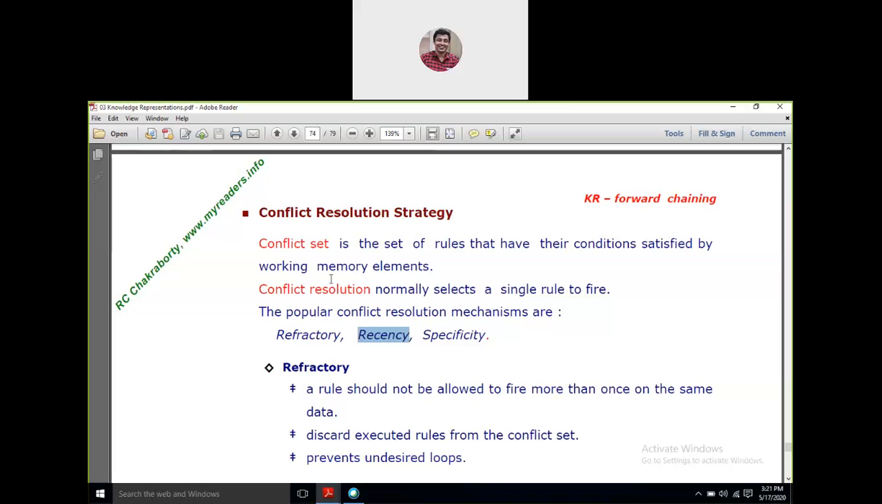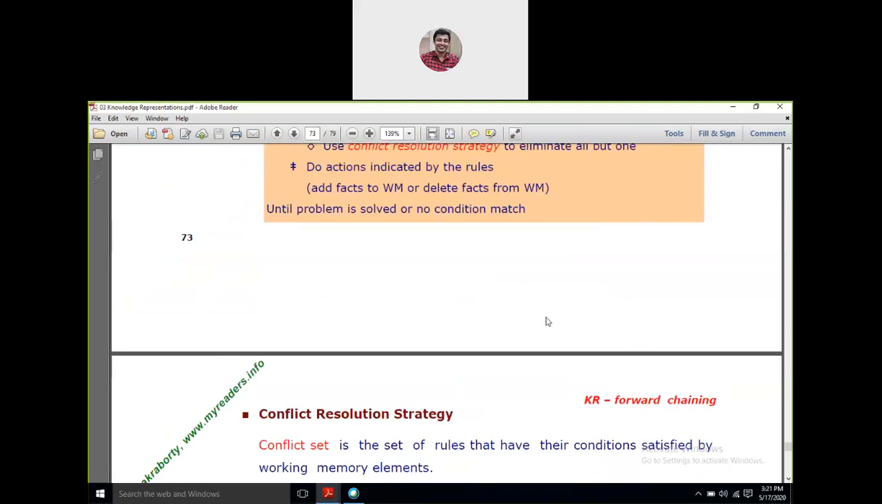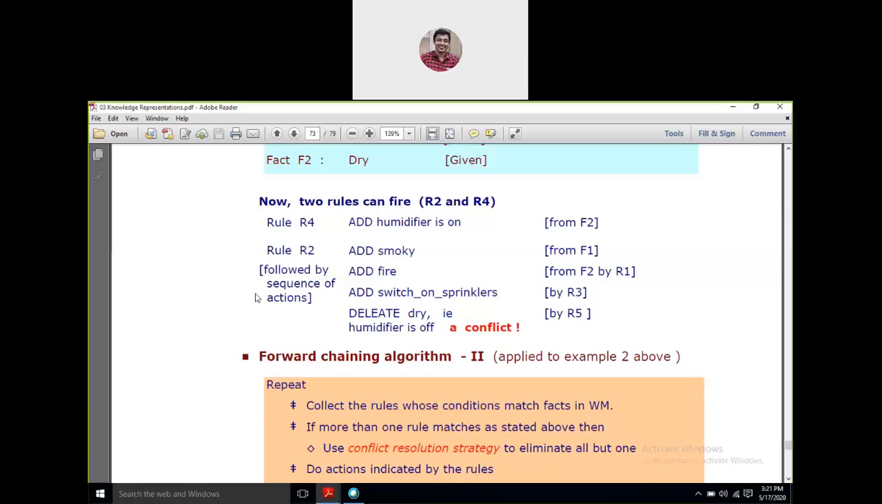Now, in the case of refractoriness, a rule should not be allowed to fire more than once on the same data. This is the same thing that happened for the sprinklers. When the sprinklers and the humidifier were there, they came up twice, and that is the reason why there was a conflict in this case. So this was a typical case of refractory situations. You can avoid this by applying refractoriness or recency.